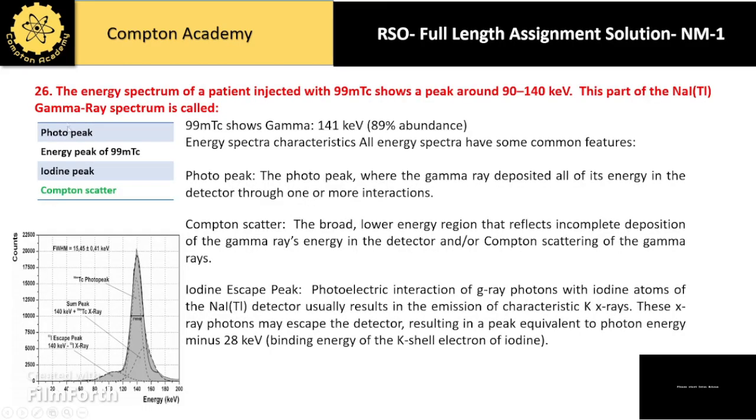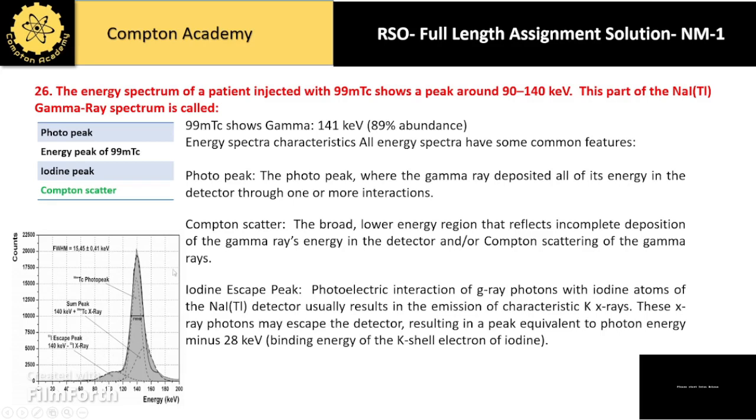Now the question number 26, the energy spectrum of a patient injected with technetium 99 shows the peak around 90 to 140 keV. This is a part of the sodium iodide thallium doped gamma ray spectrum called. So at 120 to 160 keV, there is a photo peak of the technetium 99, as the gamma energy of the technetium 99 is 141 keV, and the photo peak is related to the maximum gamma ray energy deposition through one or more interactions.